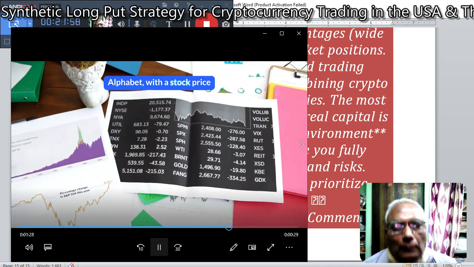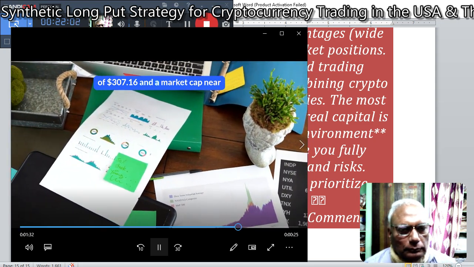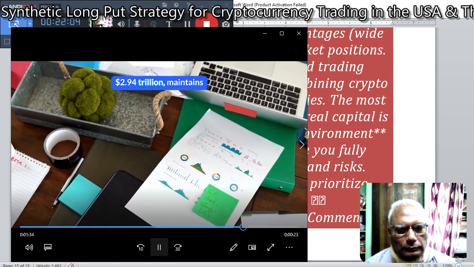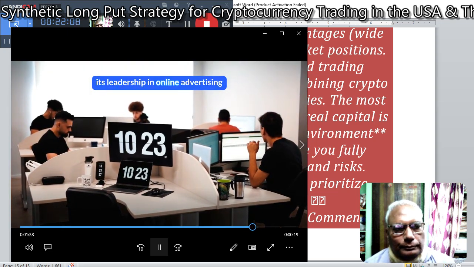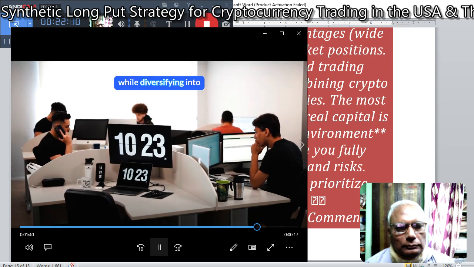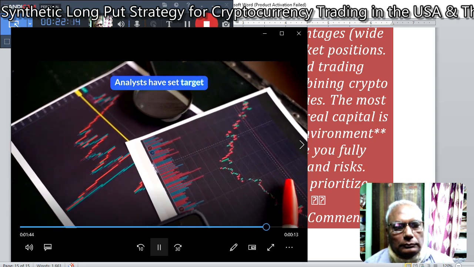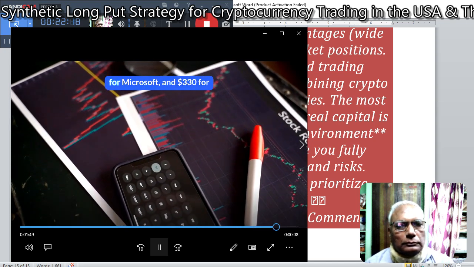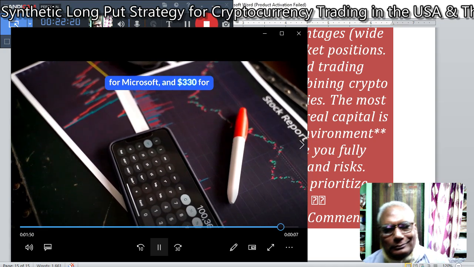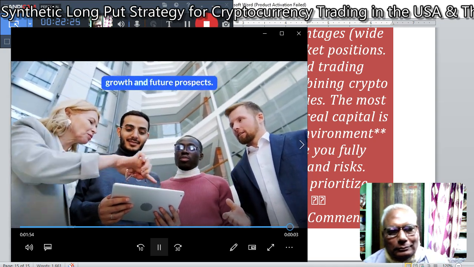Alphabet, with a stock price of $307.16 and a market cap near $2.94 trillion, maintains its leadership in online advertising while diversifying into various technology sectors. Analysts have set target prices of $300 for Apple, $520 for Microsoft, and $330 for Alphabet, reflecting confidence in their sustained growth and future prospects.